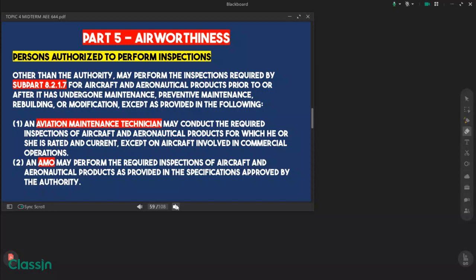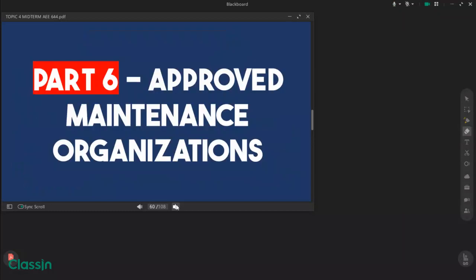So, person authorized to perform inspection. So, we have AMT and the AMO. So, ganun lang naman kasimple yun. Okay? So, part 6, approved maintenance organization. So, ito na yung sinasabi kong AMO. Okay?